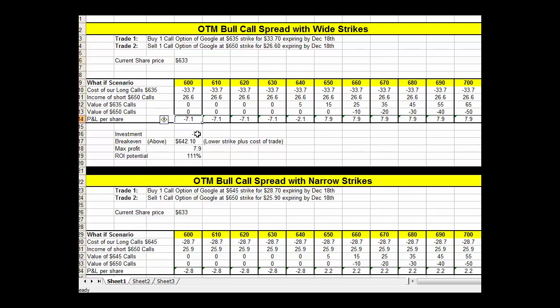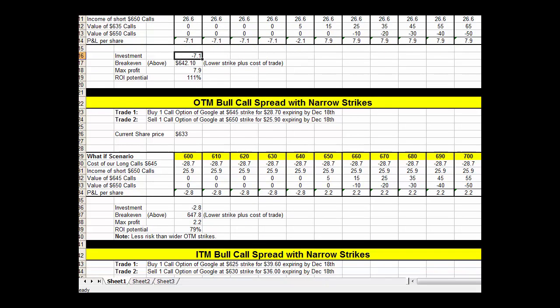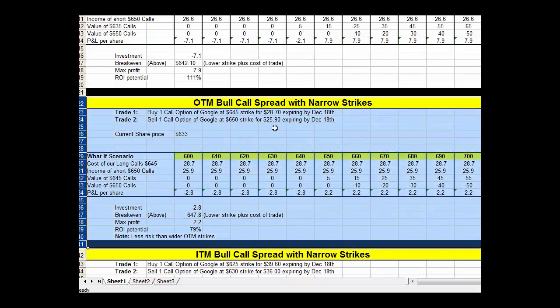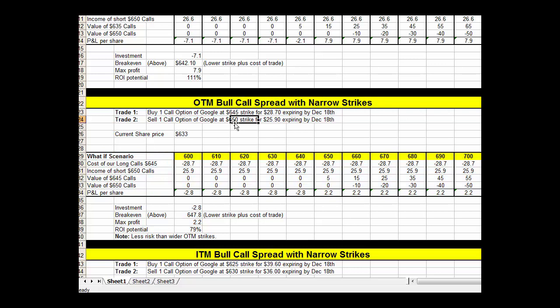So 710 might be still a bit of a risk for people. So you can actually reduce the cost of this trade by narrowing the strike prices. So our second example is this one here. This is where we actually bought the 645 strike at 28.70, but this time we sold a 650 as well. So the difference between the strikes is only $5.